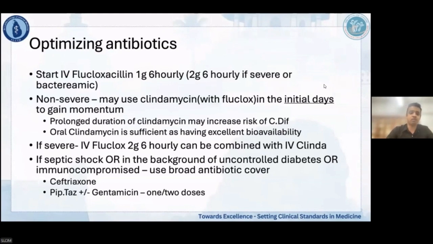But by giving flucloxacillin, 1 gram 6 hourly, or in severe forms 2 gram 6 hourly, you can go for a very high dose of penicillin antibiotic, which will be very effective in treating cellulitis. And in non-severe forms, you may use it with clindamycin, right? So you can give clindamycin with oral flucloxacillin in initial days to get the momentum.